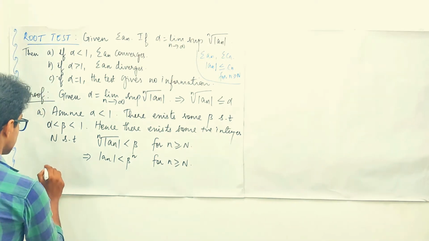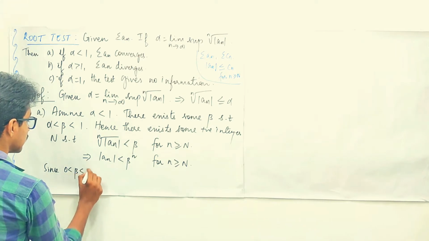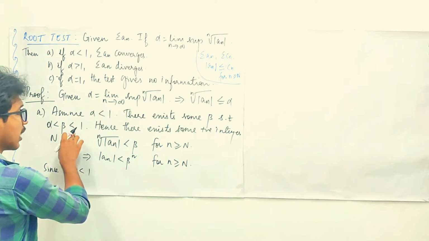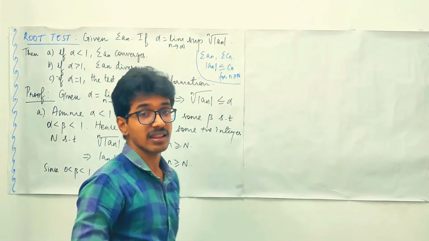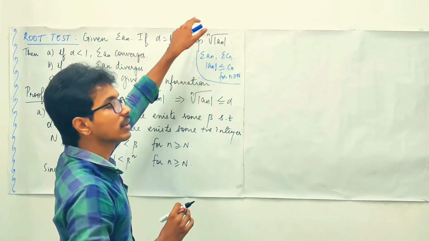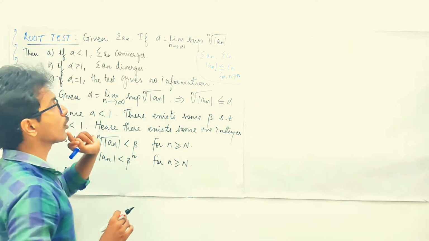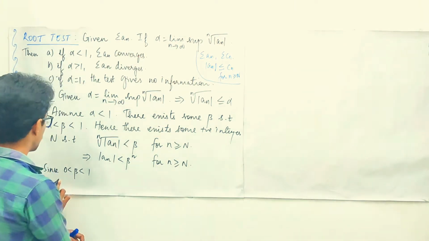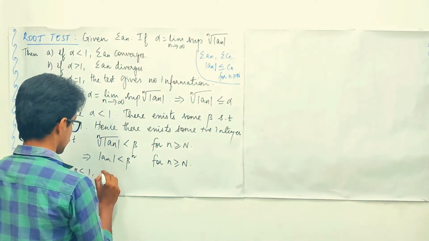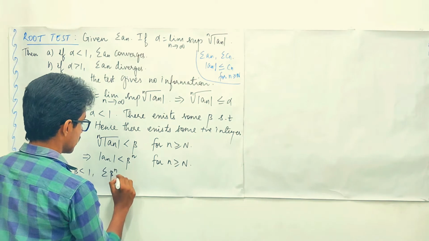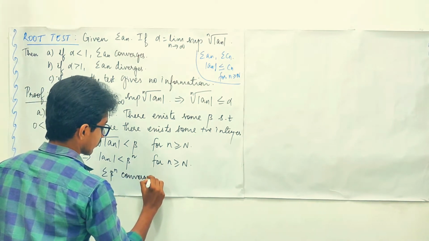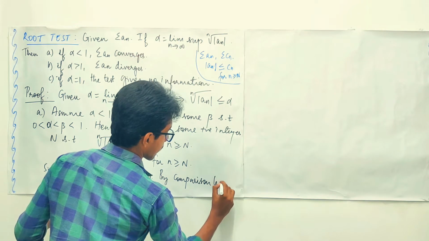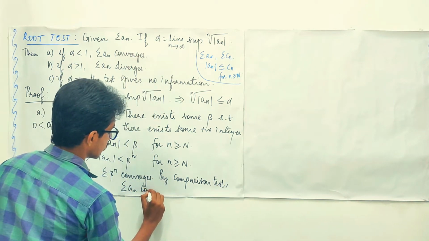How to do it? Since this beta lies between 0 and 1, you may see that beta is smaller than 1. And of course, since we are taking absolute value and then taking the nth root, this alpha is going to be a positive quantity, which means we have something of this sort. Therefore, beta lies between 0 and 1. Since this is true, summation beta power n converges. Then by comparison test, our summation an also converges.